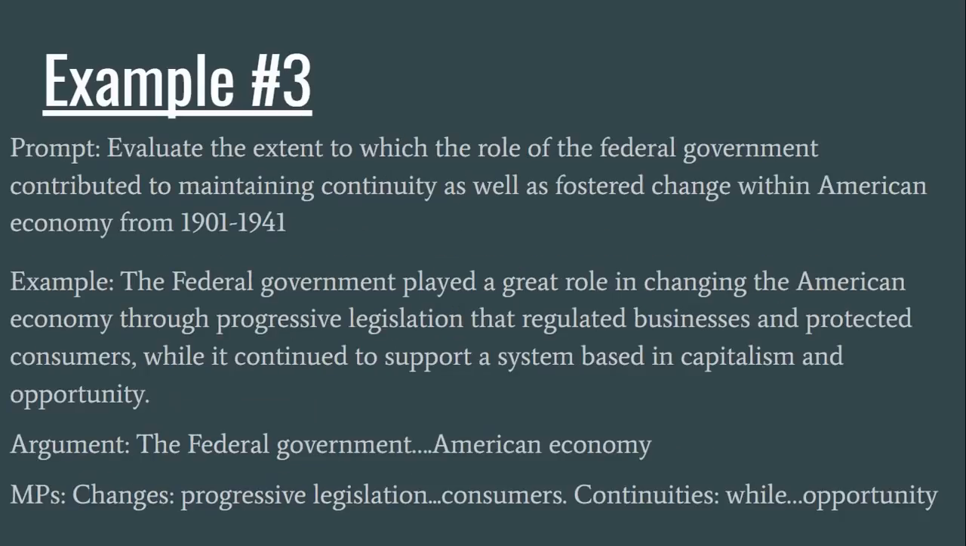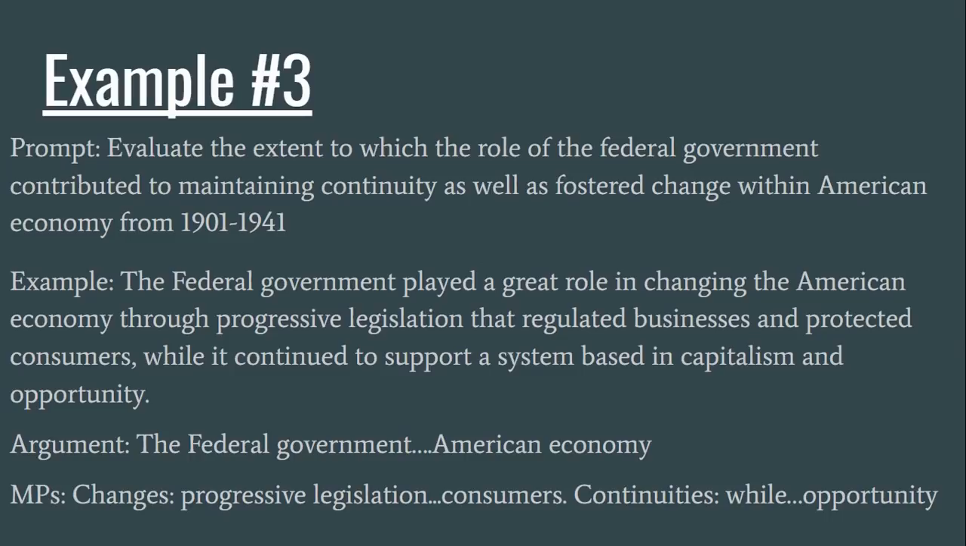Okay, here we are jumping into period 7. Our prompt is a tricky continuities and change style prompt. Evaluate the extent to which the role of the federal government contributed to maintaining continuity as well as fostered change within the American economy from 1901 to 1941. There are a few different ways to approach this, and it might be contingent on the documents provided. But let's take a surefire way with clear evidence.